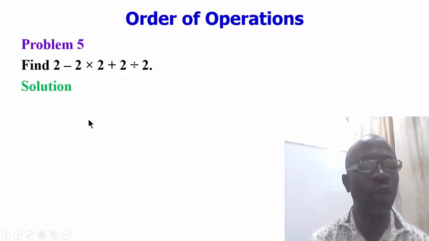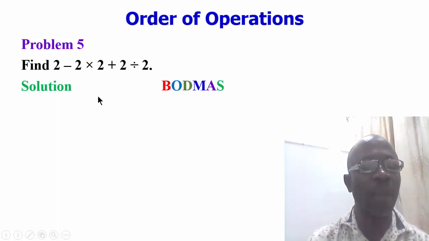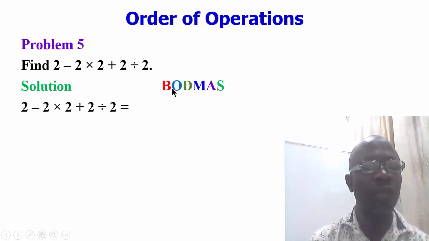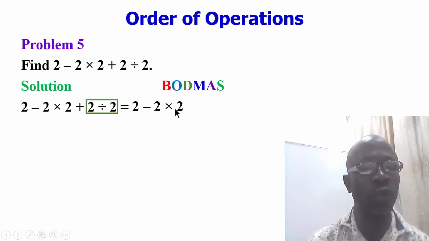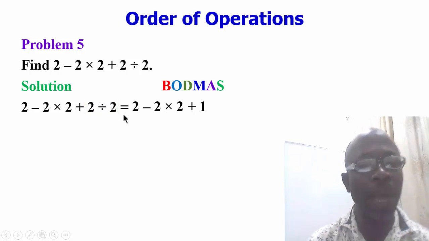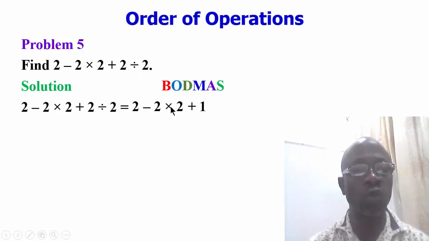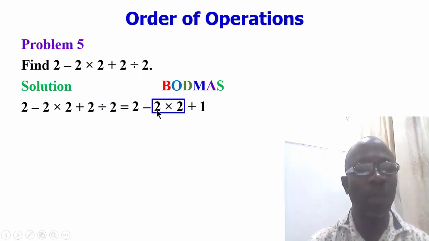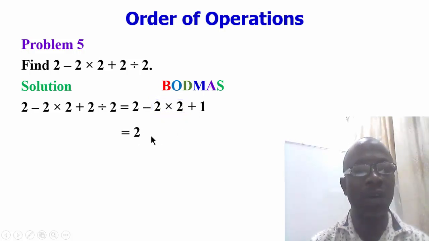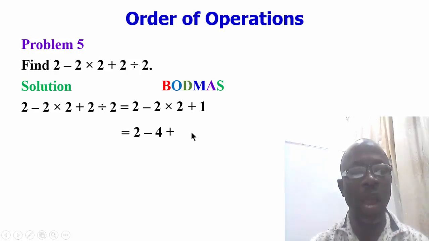In our solution again, we are going to apply BODMAS. So applying BODMAS, we don't have brackets, we don't have orders, we have division. So we start with division. So keeping the order values, 2 minus 2 times 2, then it is going to be plus 1. Since 2 divided by 2 gives 1. So we come back to this. We then go to multiplication. We are multiplying 2 by 2. So we have 2 minus 4 plus 1.